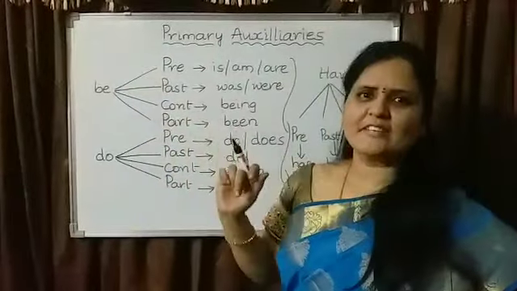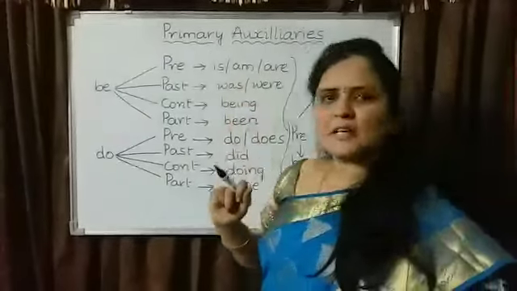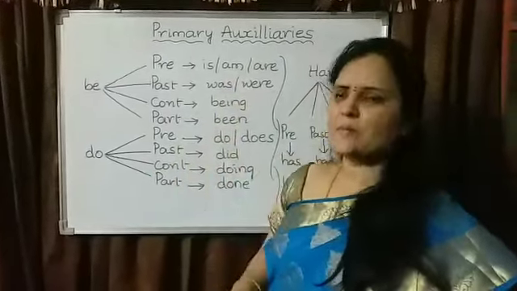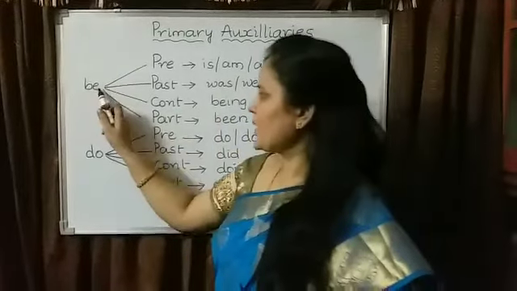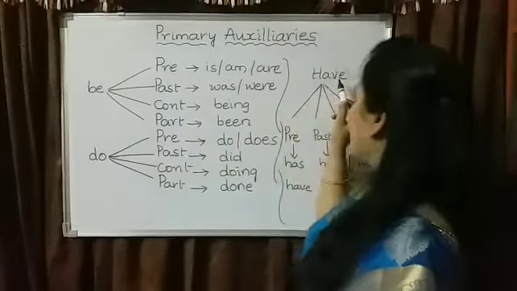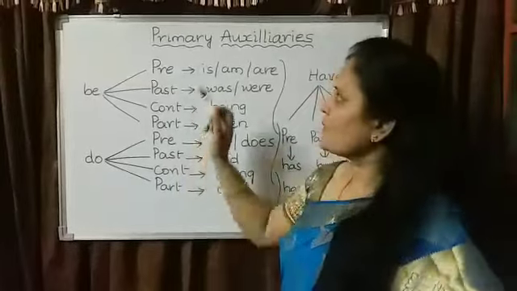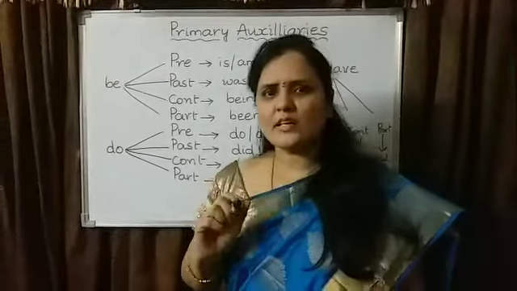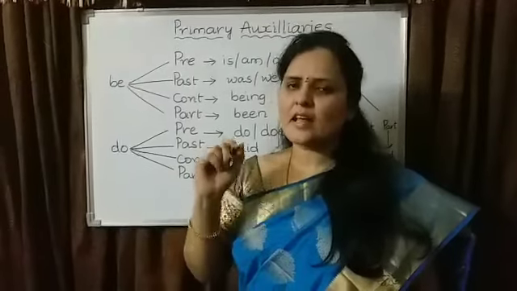Let us see auxiliary verbs. Auxiliary verbs are two types, primary auxiliaries and modals. Now coming to primary auxiliaries. Here be forms, do forms and have forms. So these three are called as primary auxiliaries. These auxiliary verbs are also called as helping verbs.